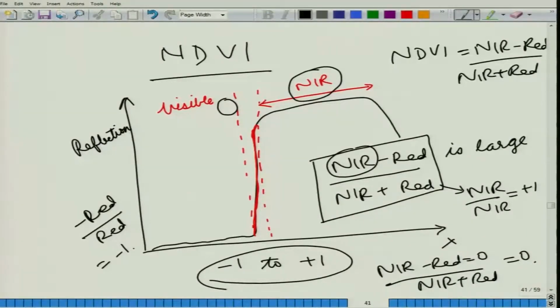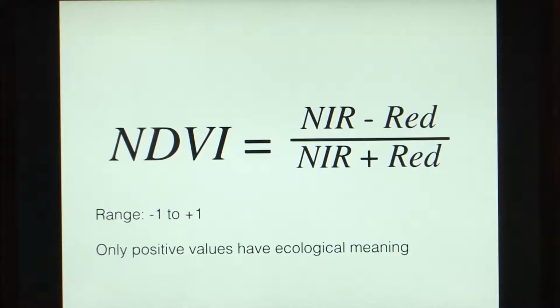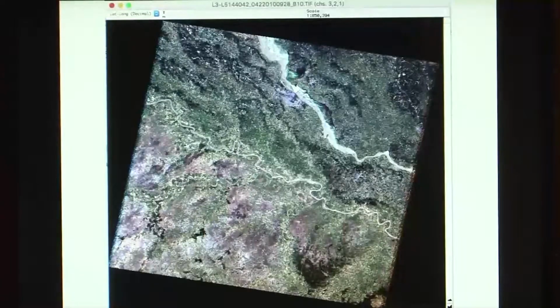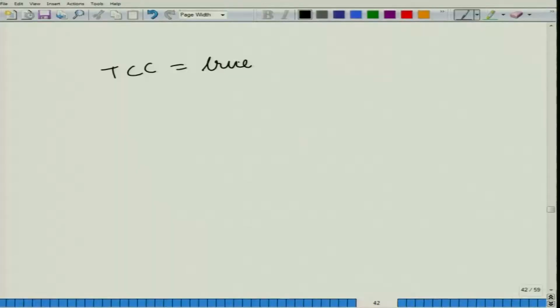Now, only positive values have ecological meanings. So, now coming back to how the earth looks from up over there, this is a true color composite. So, in the case of a true color composite, any radiation that we measure in the green channel is shown in the green channel. Any radiation that we measure in the blue channel is shown in the blue channel. Any radiation that we measure in the red channel is shown in the red channel, which gives us a TCC, which is a true color composite.